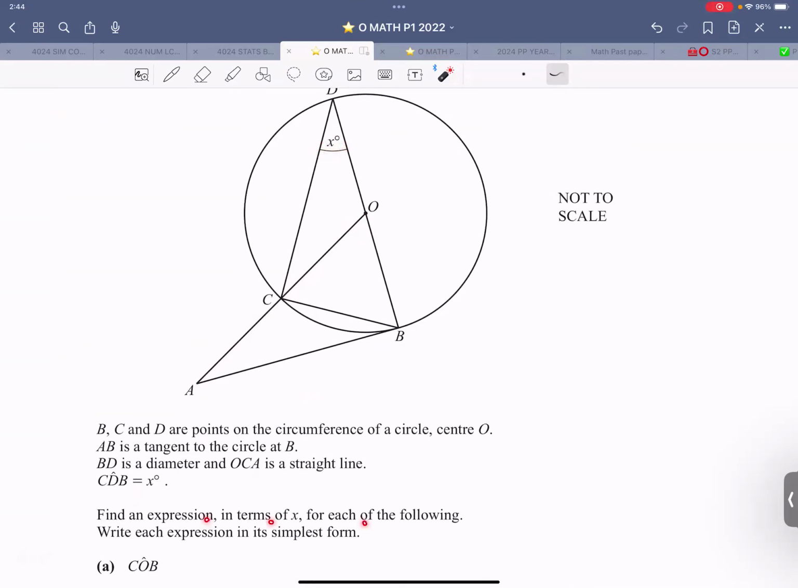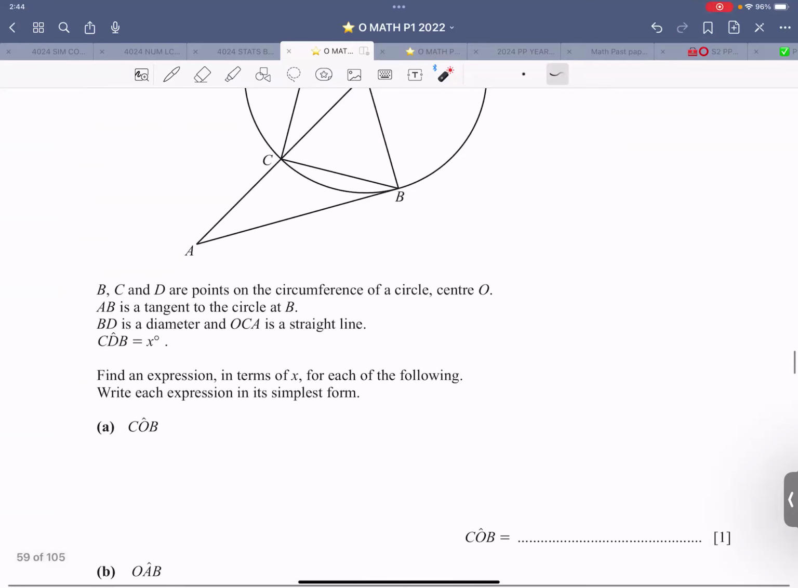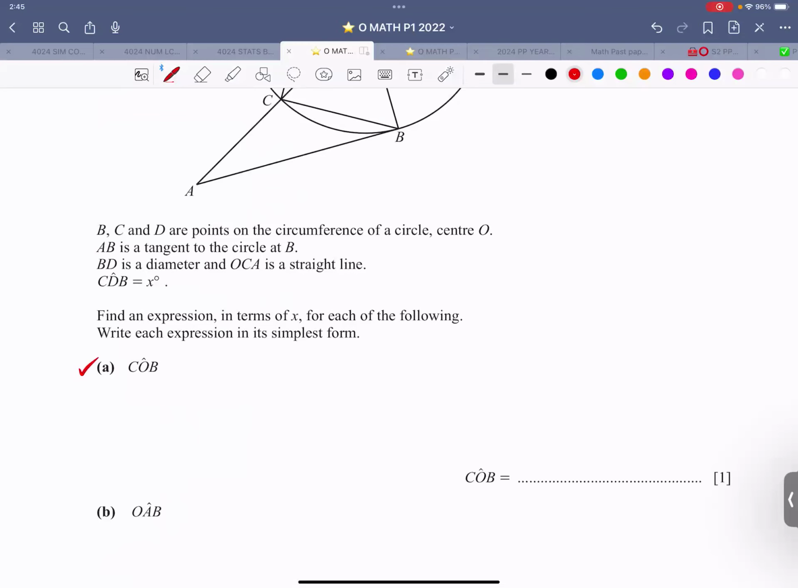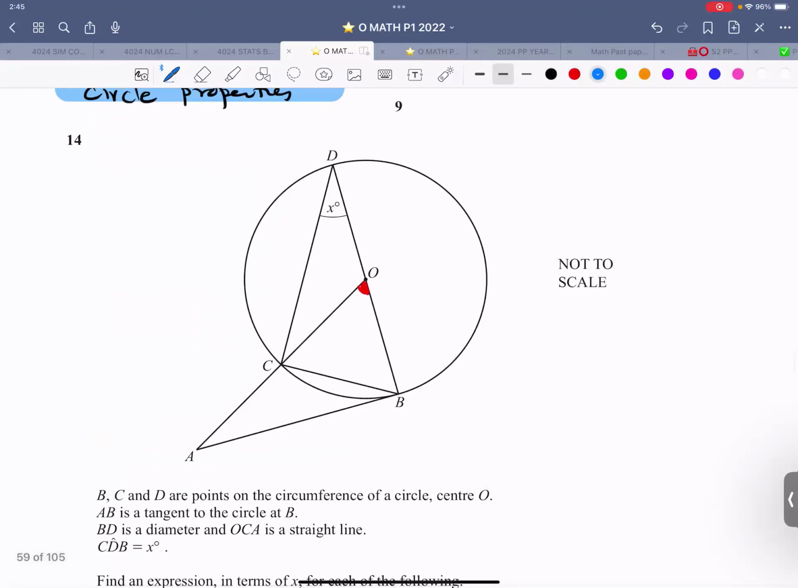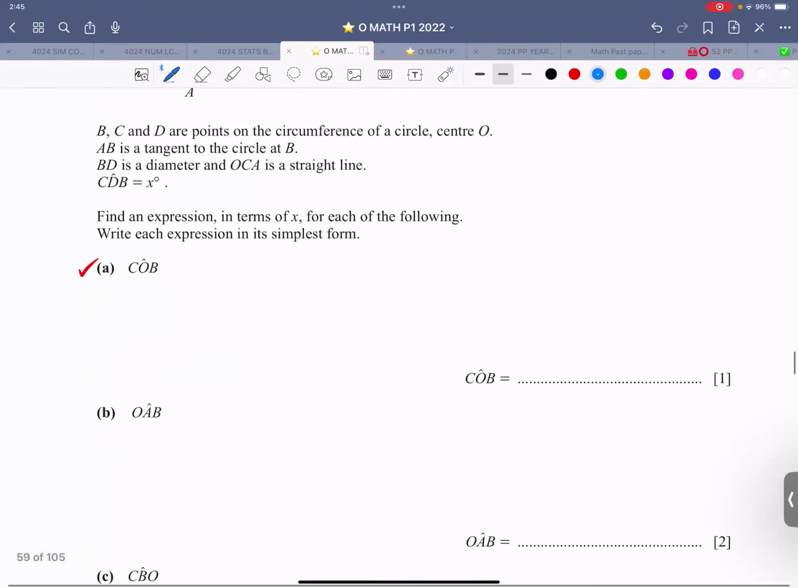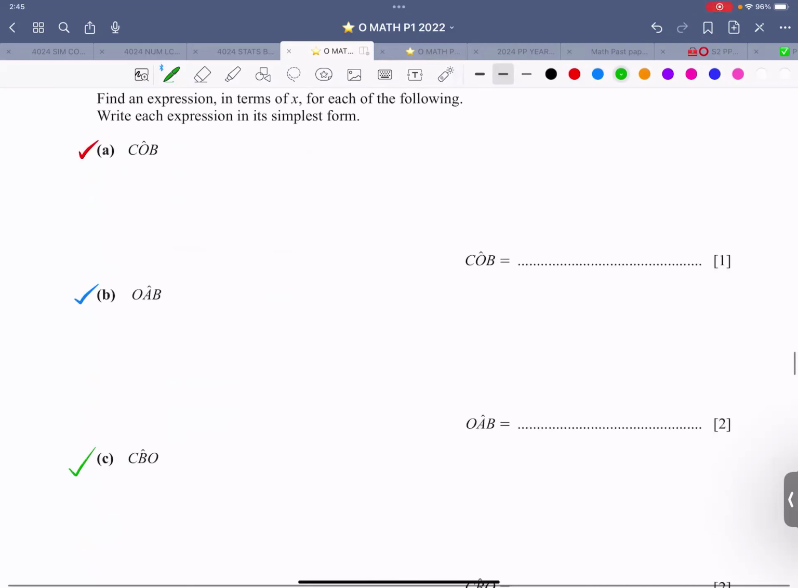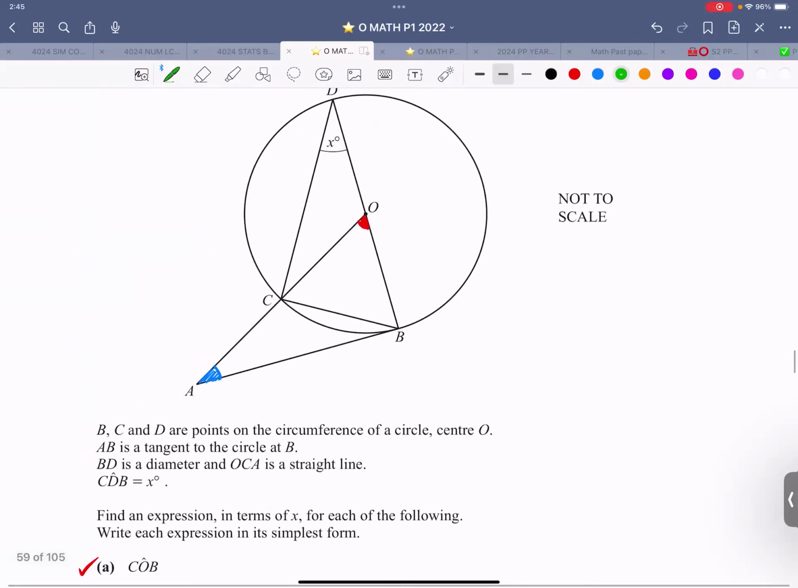Find an expression in terms of X for each of the following. Write each expression in its simplest form. So there are 3 angles that we are looking for. COB, let me mark it, that is this one. The next one is OAB. And the third one is CBO, that is this one.